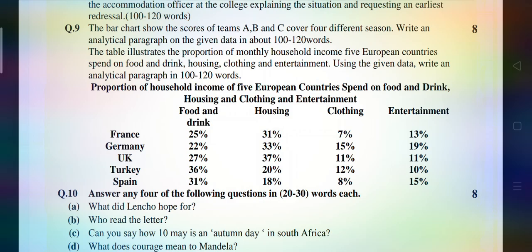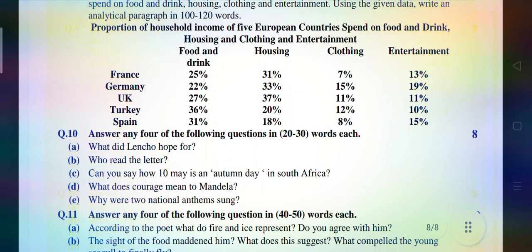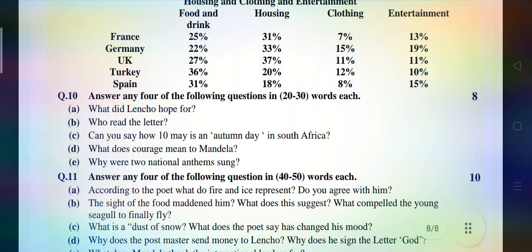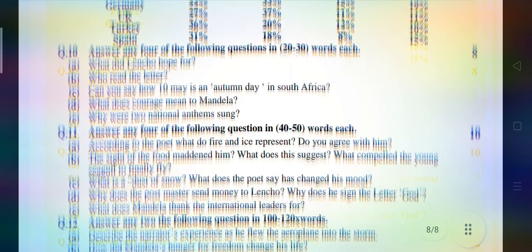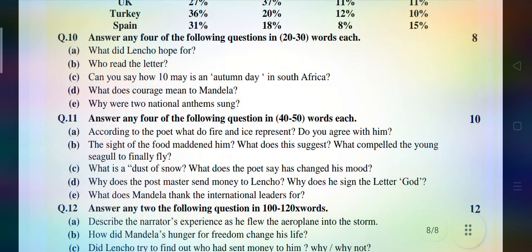Okay, the proportion of household income has been given, a chart has been given as you can see on the screen, and it would be there in your question paper. On the basis of this data you will be going through paragraph writing. Okay, remember, do not commit errors while going through grammatical mistakes.